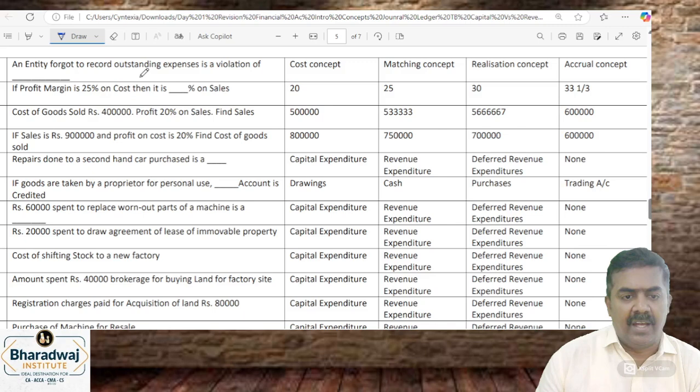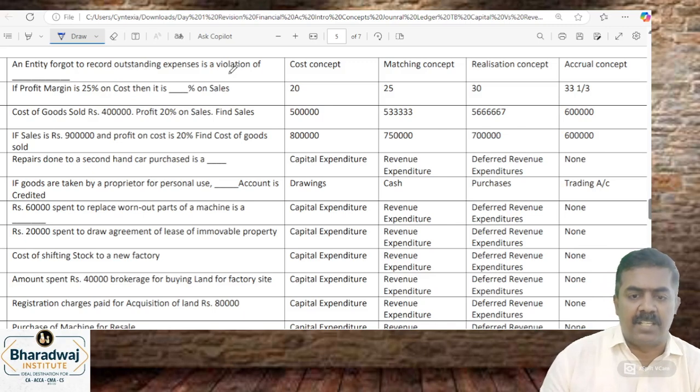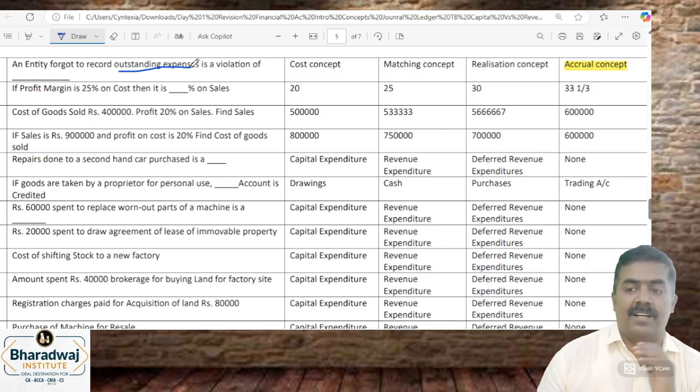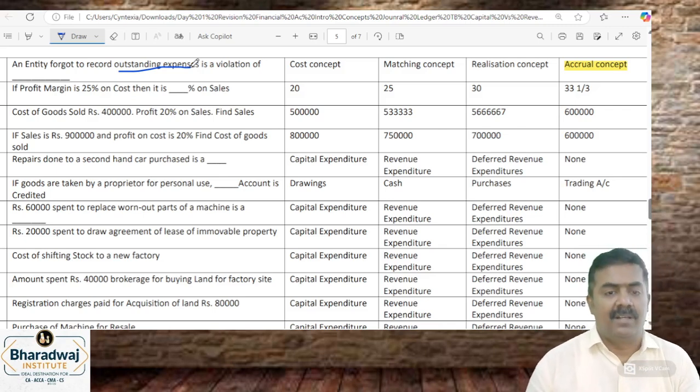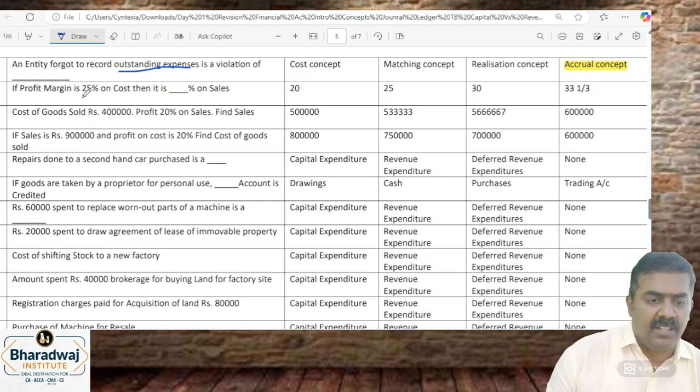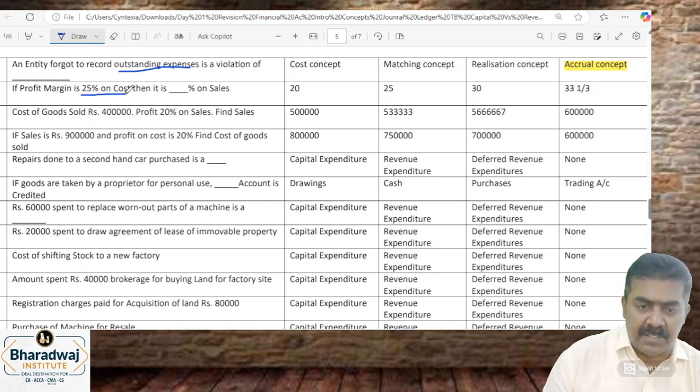Then, an entity forgot to record outstanding expenses is a violation of accrual concept. An entity forgot to record which one? Outstanding expenses. Expenses should be recorded on accrual basis. If you don't record that, then you are violating which one? Accrual concept.